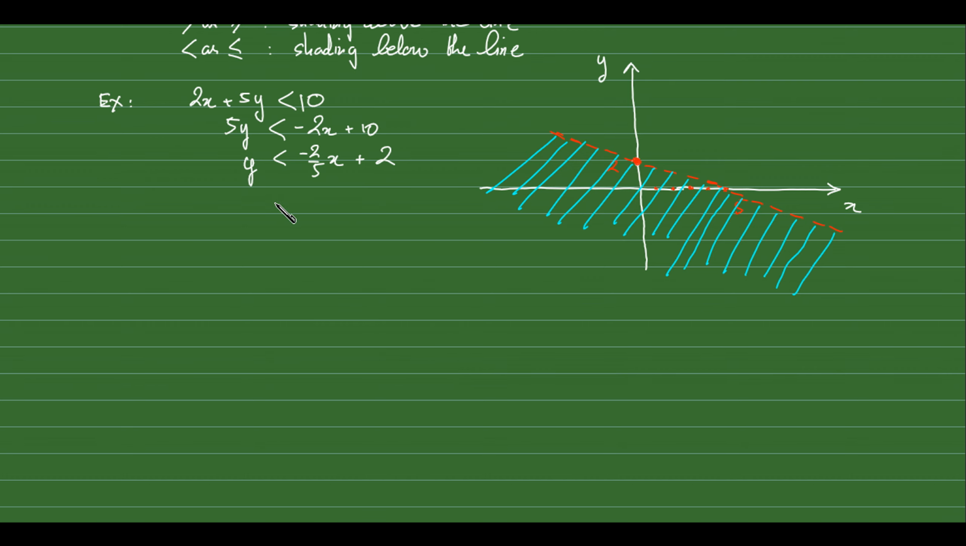Now, let me give you a very special linear inequality and see how you're going to graph it. What if I want you to graph x greater than 2? You don't have to convert to slope-intercept form anymore because it's already in a very simple form. So you just go ahead and graph it.